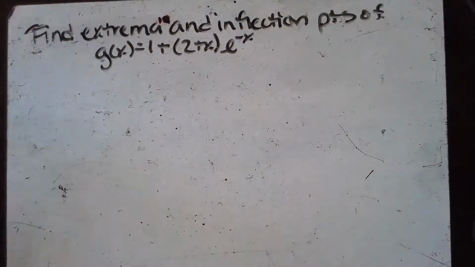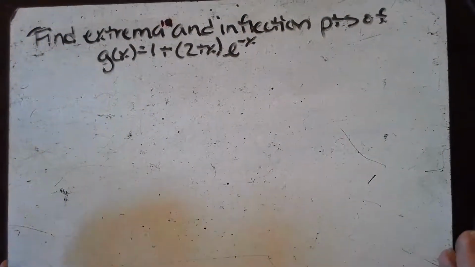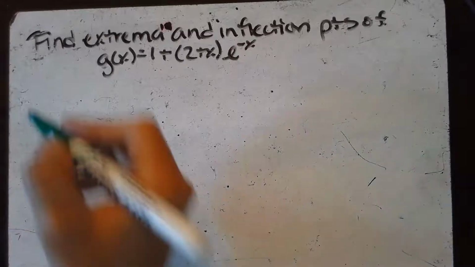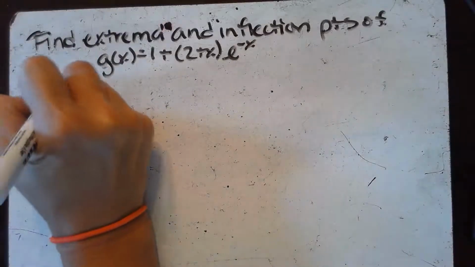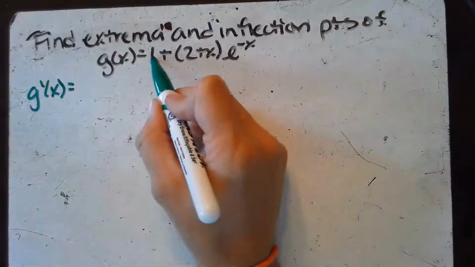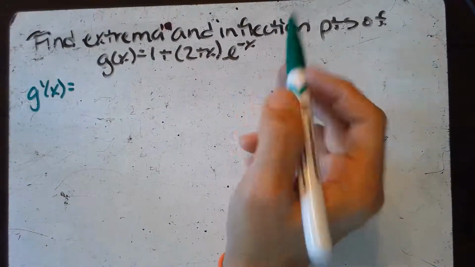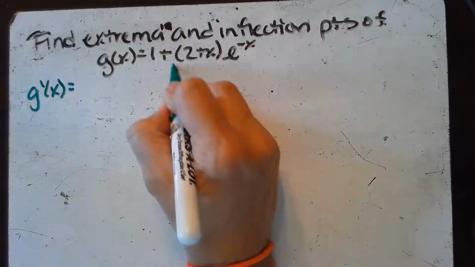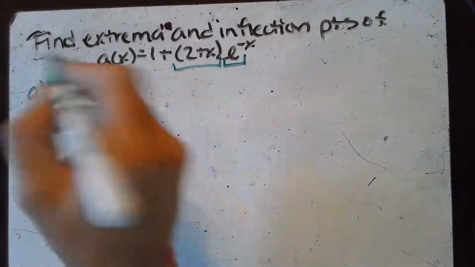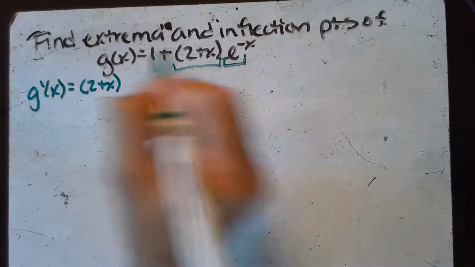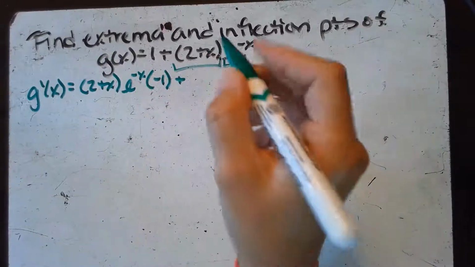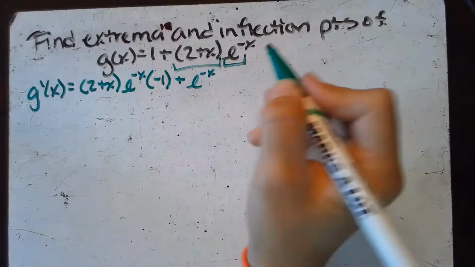Let's find extrema and inflection points again. So we're going to keep going with this. If you want to, pause and see if you can do it with us. So the first derivative: you can choose to multiply this through, or you can choose just to do the product rule. I'm going to do the product rule on this. So this is 2 plus x. The derivative of that is e to the negative x times negative 1 plus e to the negative x times 1.